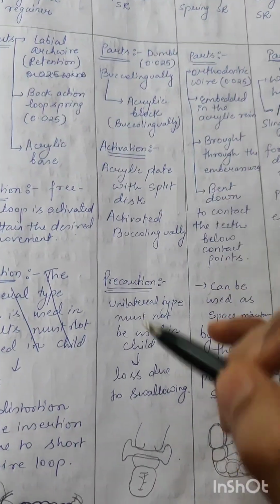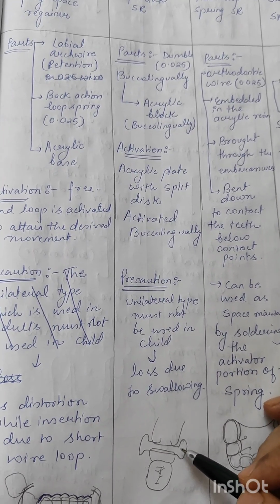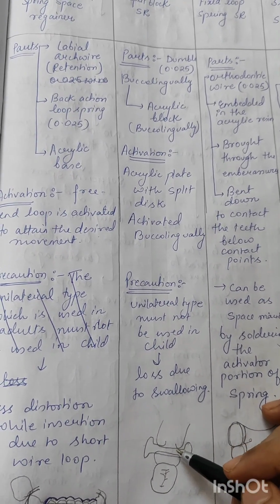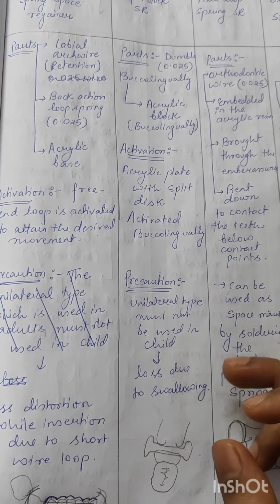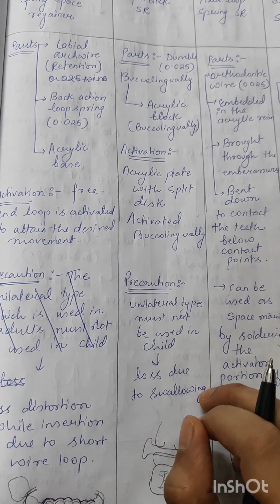Once again, it has got a dumbbell shape made of 0.025 wire, which is placed buccolingually. It has got a split acrylic, and the split acrylic is activated buccolingually to get the desired movement.